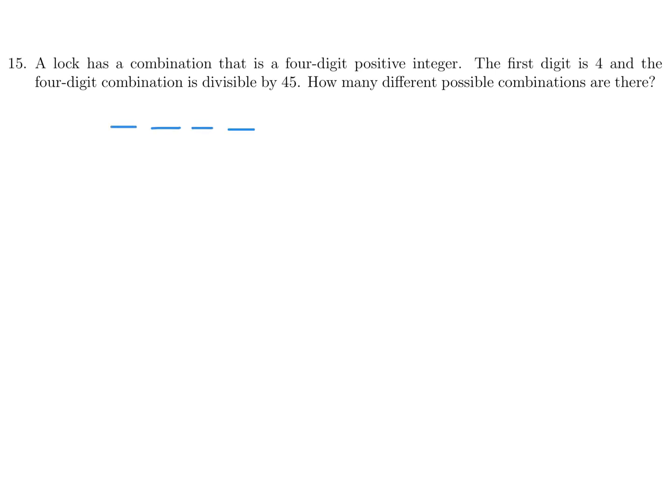All right, let's see what we can get here. So the first digit is a 4, and the next two we don't know, and the last. It's divisible by 45, right? So that means it's divisible by 9, and it's also divisible by 5. That's the only way a number can be divisible by 45: it's divisible by both 5 and 9. If it's divisible by 5, then its units digit, its last digit, is either 0 or 5. And that's it. There's no other possibility.